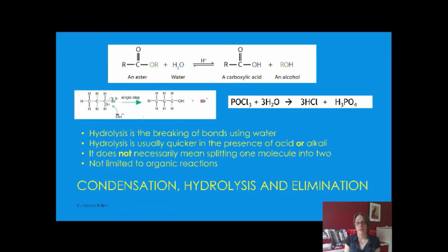That is sometimes used as a test for OH groups in some syllabuses, but you can see that we're breaking the PCl bonds, so the chlorine is leaving the molecule and OH is going on to the phosphorus. That's what's happening there to make phosphoric acid, and the H part of the H2O is going on to the chlorine. So this time we're not necessarily splitting two molecules apart, but we are breaking the phosphorus-chlorine bond using water.